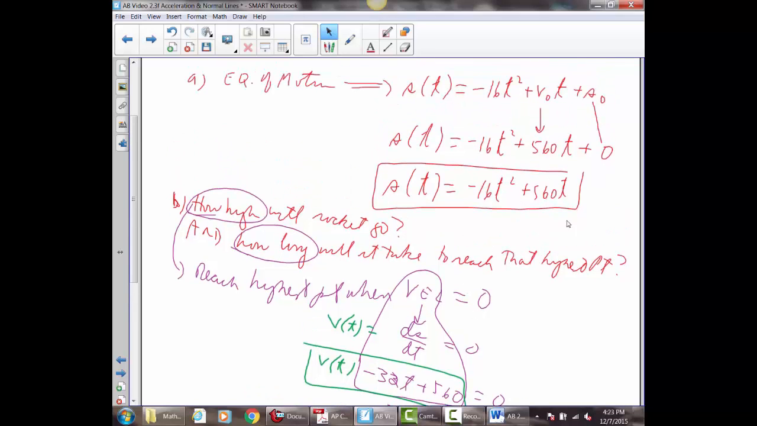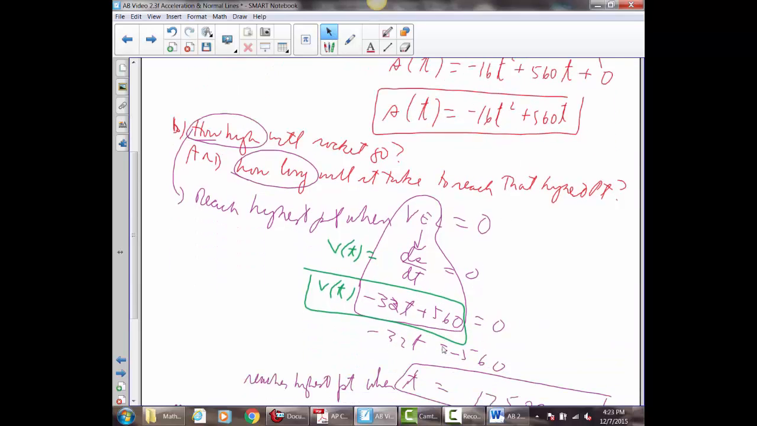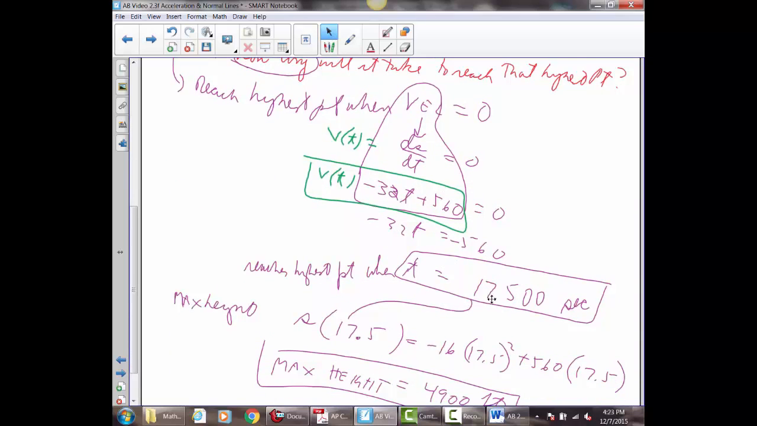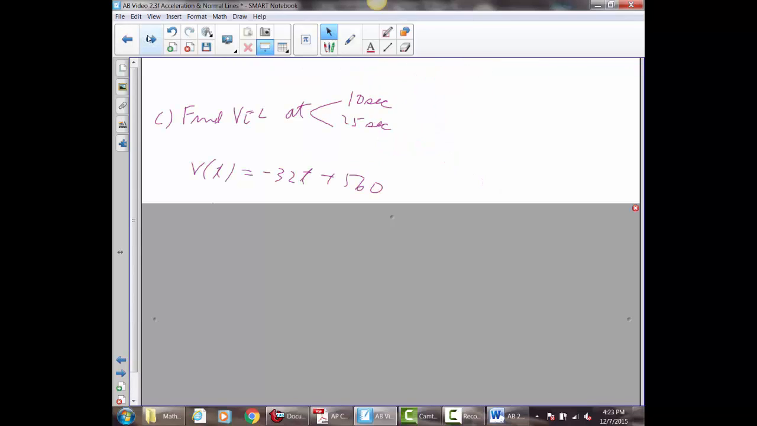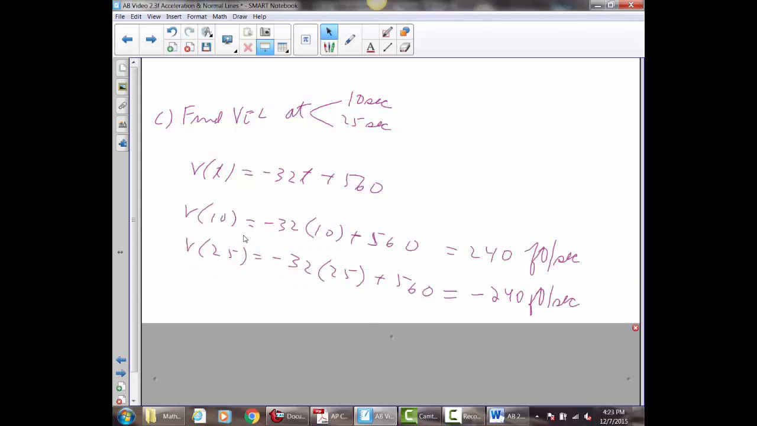So we have to find the velocity from the position function, which is negative 32t plus 560. We set that equal to 0, and we find out that it reaches its maximum height at 17.5 seconds. As far as what is the maximum height, we will now plug that t value into the position function, which is the height. And you'll get a height of 4,900 feet. They want the velocity at 10 seconds and at 25 seconds. Here's our velocity function. So we plug in 10 and we plug in 25. And of course, that'll be in feet per second.